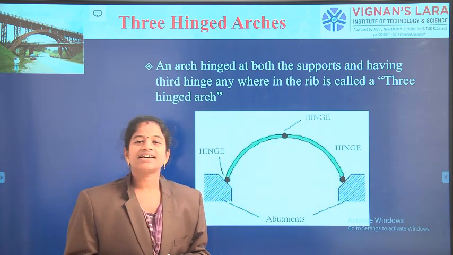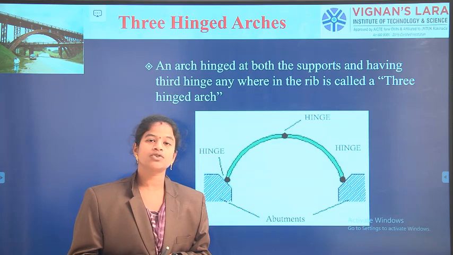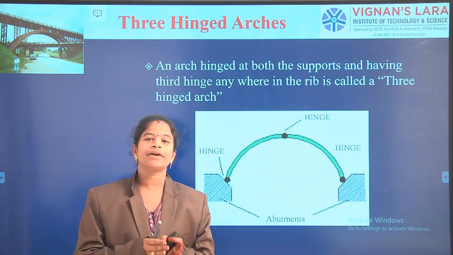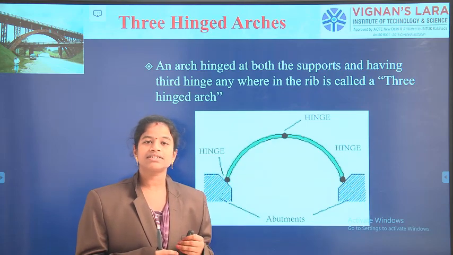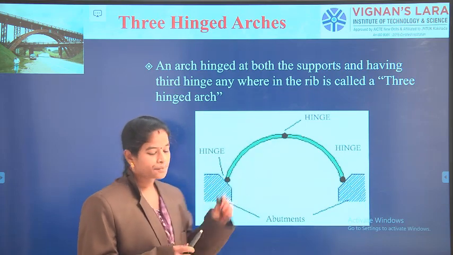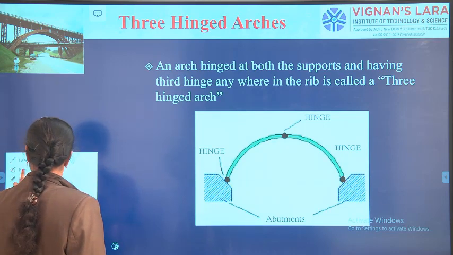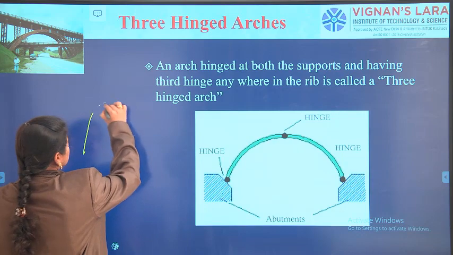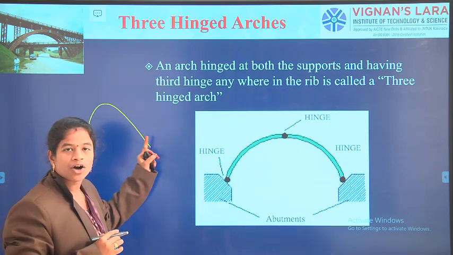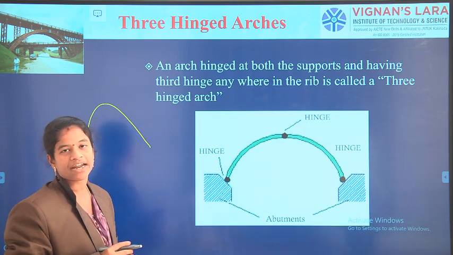In the last class, we already learned about different types of arches based on their shape as well as based on their support condition. Based on shape, we have three types. That is parabolic type, and when you observe the shape of the arch as a parabola, we can say that the arch is parabolic.